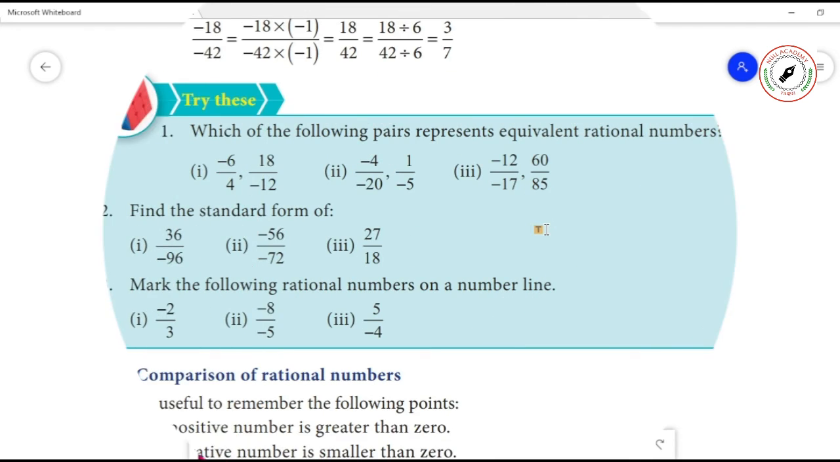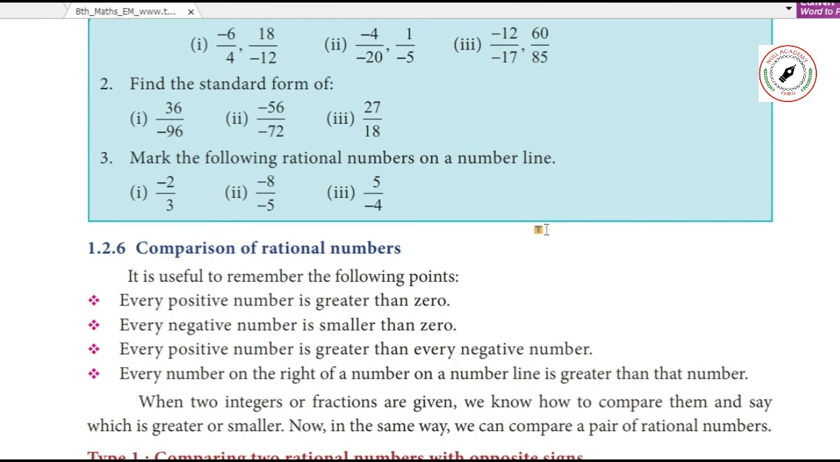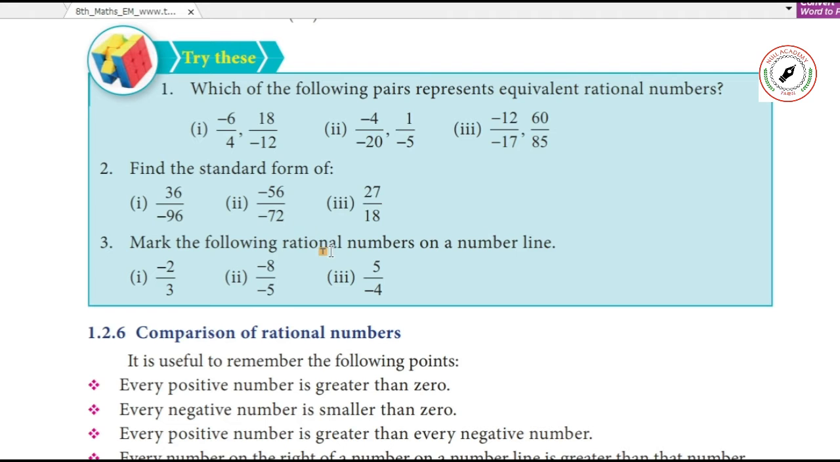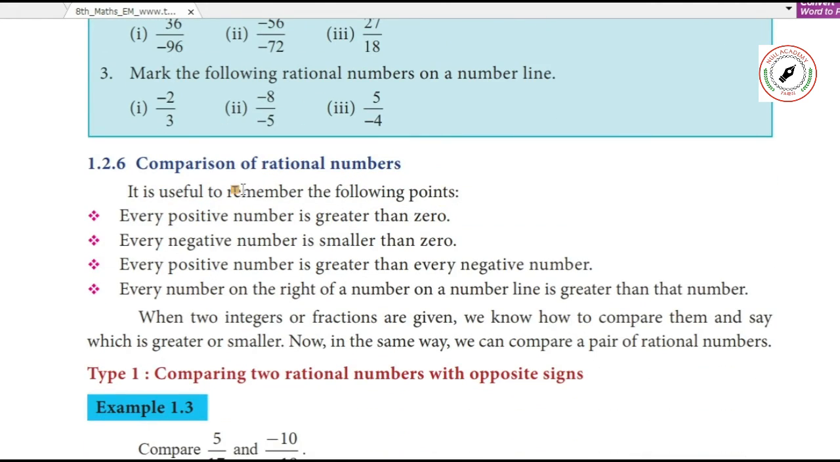Okay. Try these numbers. We will try these numbers one by one. Before that, we will come to the comparison of rational numbers. After finishing this one, we will go there.